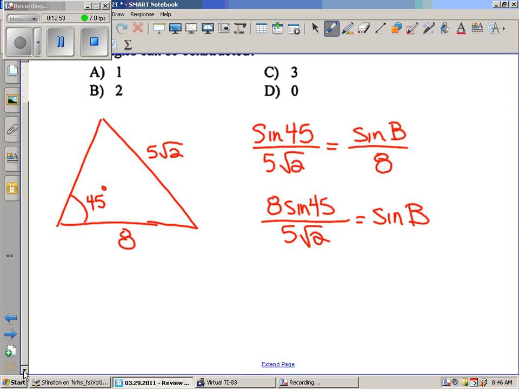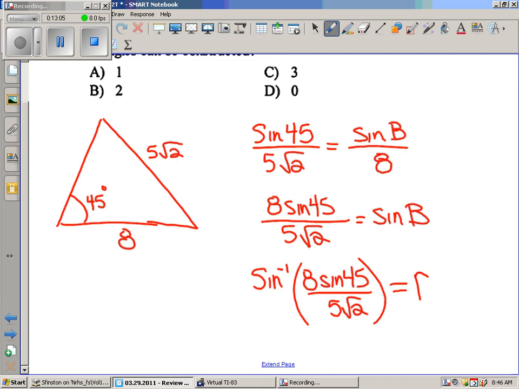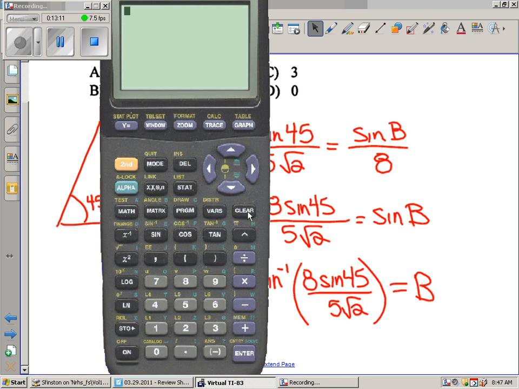That's amazing. That's awesome, because the sine inverse of 8 sine 45 divided by 5 radical 2 is going to be equal to B. Let's punch this into the calculator. We got that divided by, and here's what I think you guys didn't do. You got to put that in parentheses, because otherwise it's going to divide by 5, multiply the answer by rad 2, and we get 0.8. You know what I'm saying?